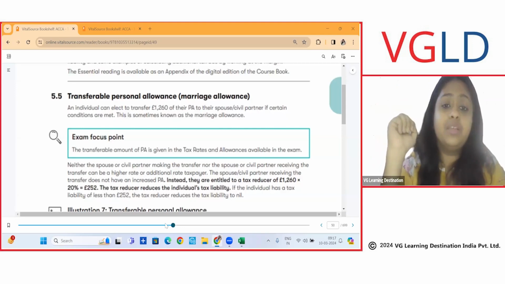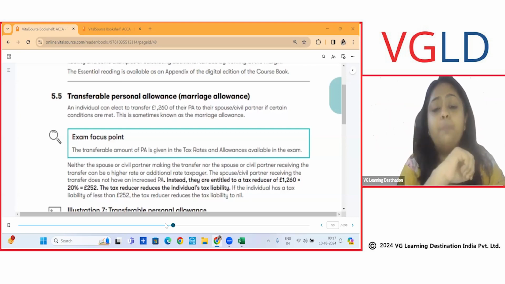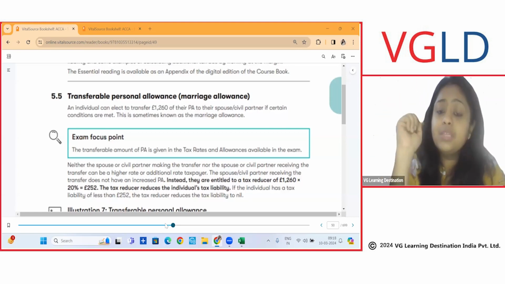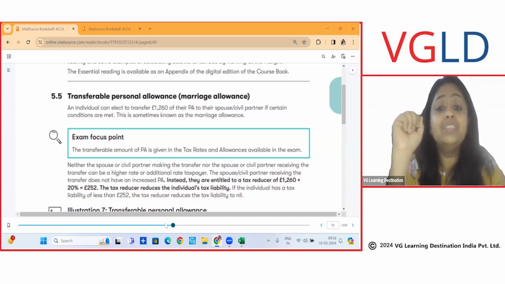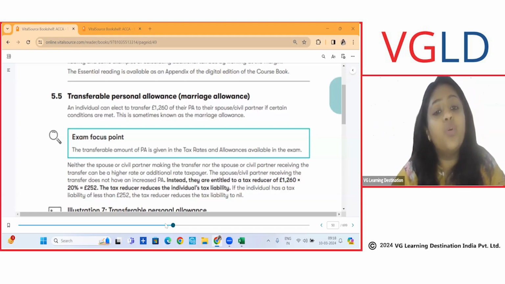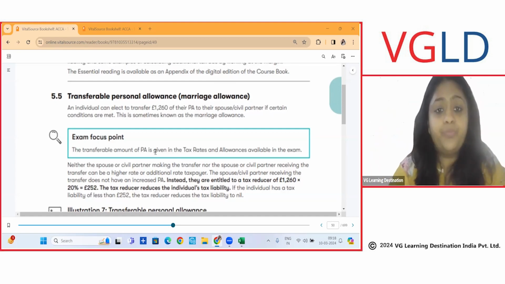The next question that can come up is, ma'am, how is it going to be transferred? I mean, do we add it to the PA of the second spouse? No, we will not add it. Rather, it will be adjusted as a tax reducer. You remember how we did the reduction of payee? The same way, we are going to reduce it from the overall tax liability of the second spouse as a tax reducer. I will explain you with an example. Don't worry for that. So you're not going to increase 12570. Your 12570 will never be increased.